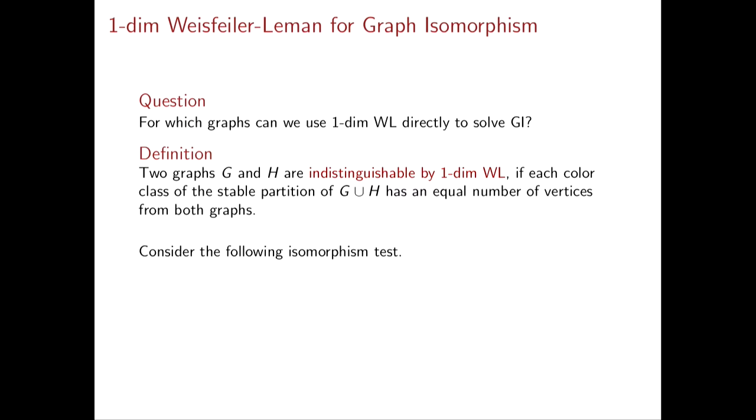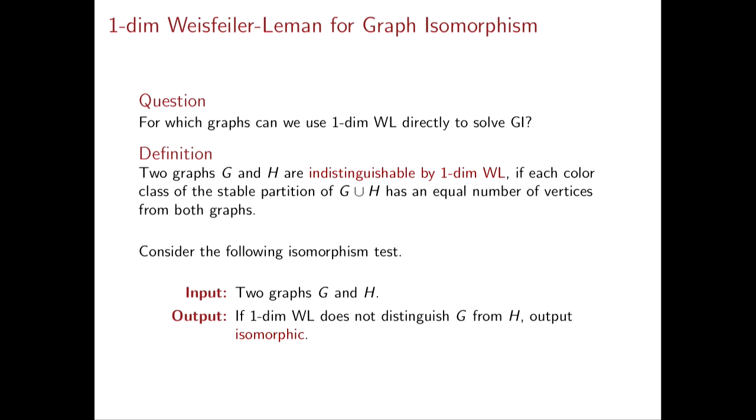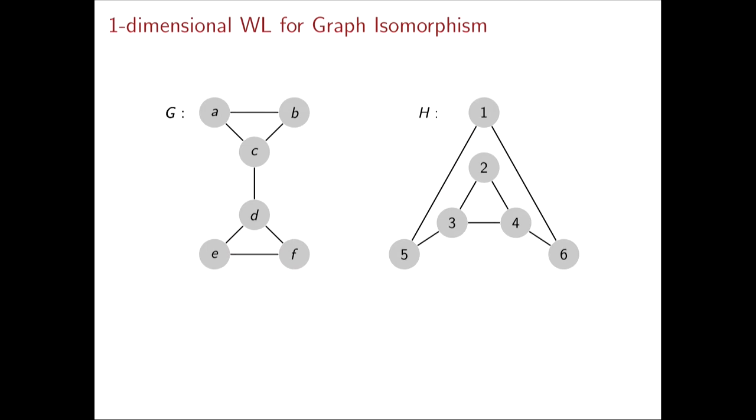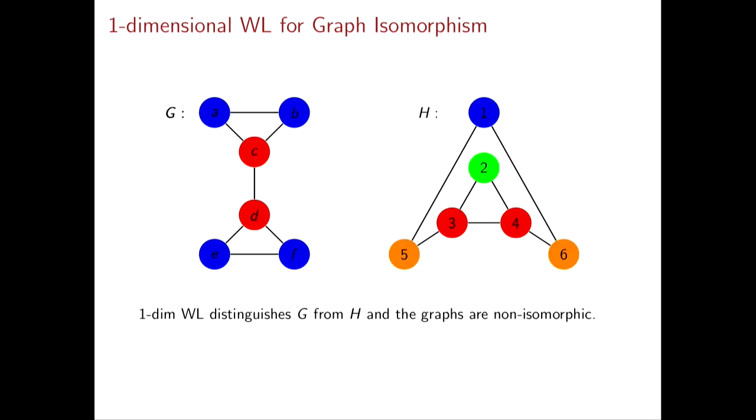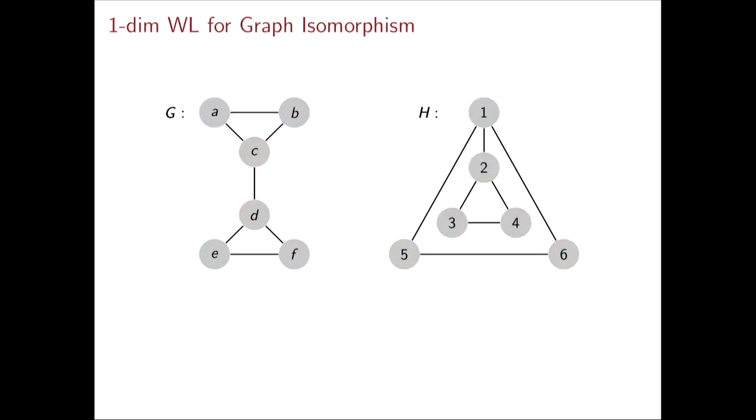Consider the following isomorphism test. If you're given two graphs, G and H, you just run one-dimensional Weisfeiler-Lehman, and if it can't tell the difference between G and H, you output isomorphic, otherwise output non-isomorphic. So for example, take these two graphs. This is the first round of coloring, because the blue ones are the degree 2 ones and the red ones are the degree 3 ones. And in the next round you can see the difference, because 2 is the only vertex of degree 2 adjacent to both the degree 3 vertices. So one-dimensional Weisfeiler-Lehman can tell them apart.